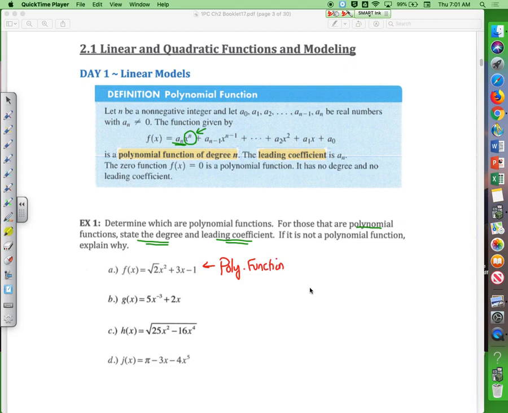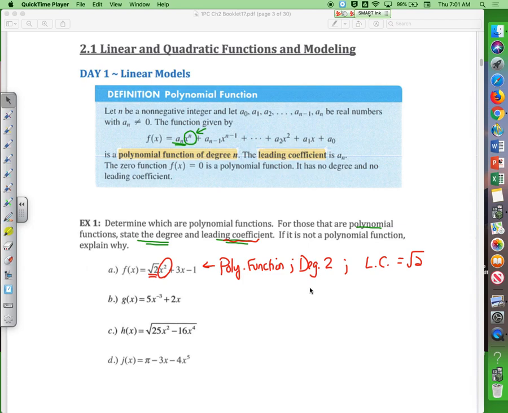The second thing they want to know is what is the degree. The degree for a polynomial is just the highest power that x is raised to. It doesn't matter which term it happens to be. This one is the first one. So this would be degree 2. And then finally, the last thing they want to know is what is the leading coefficient. So for that x squared, they want to know what is the coefficient out in front there. So my leading coefficient is square root of 2 for that one.